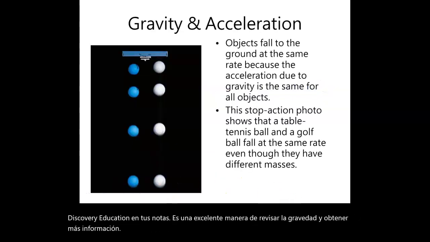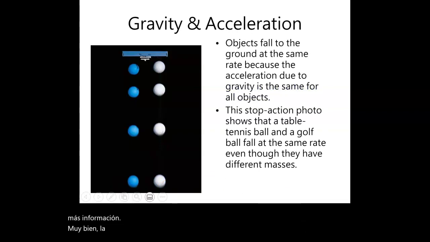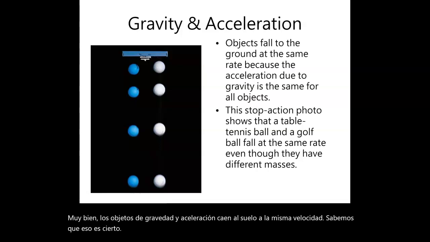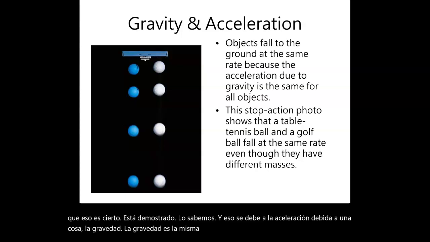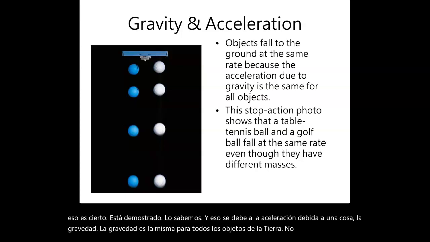All right, gravity and acceleration. Objects fall to the ground at the same rate. We know that to be true. It's been proven. We know, and that's because of acceleration due to one thing, gravity. Gravity is the same for all objects on the earth. It doesn't change just because an object is different.